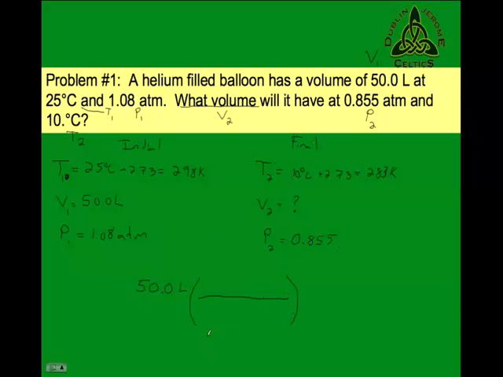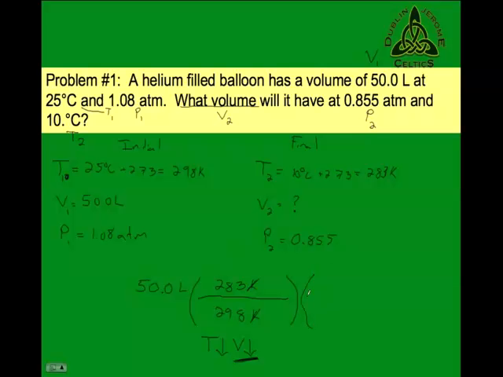What exactly happened to the temperature? 298 to 283. The temperature went down. And because the temperature went down, and volume and temperature are directly related, the volume needs to go down too. So 298 and 283, if I put the smaller number on top, the volume will go down because this number is less than 1.